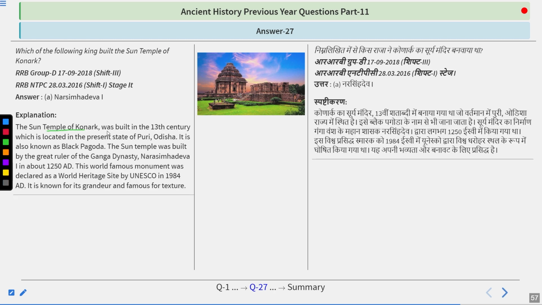So the Sun Temple of Konark was built in the 13th century, which is located in the present state of Puri, Odisha. It is also known as the Black Pagoda. The Sun Temple was built by the great ruler of the Ganga dynasty, Narsimdev I, in about 1250 AD. The famous monument was declared a World Heritage Site by UNESCO in 1984. It is known for its grandeur and famous for its texture. So, do remember Narsimdev I is the one particular person who built this temple.